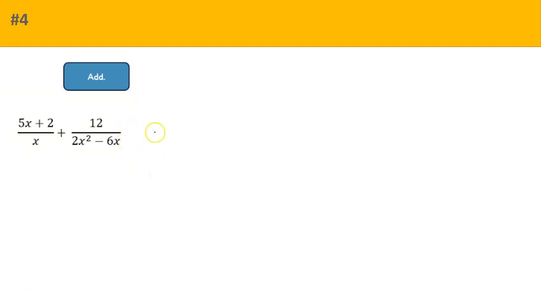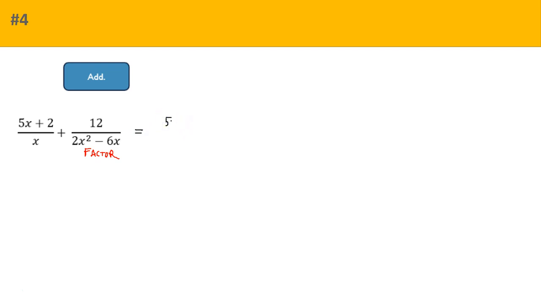Number 4, when you add two fractions, the denominators have to be the same. Okay, so in order to make these two denominators the same, we need to first factor our denominators. If you look at the one on the left, it's just x. It doesn't need to be factored, but this one can be factored. Okay, so let's do just that.